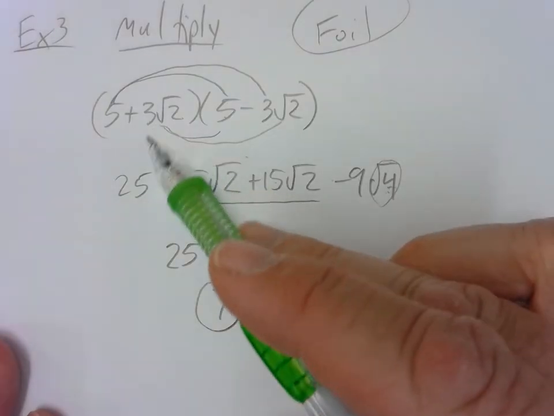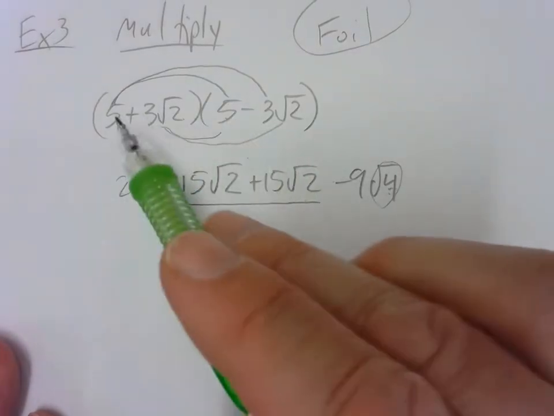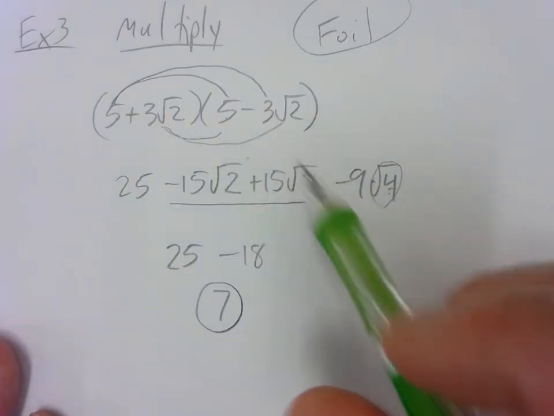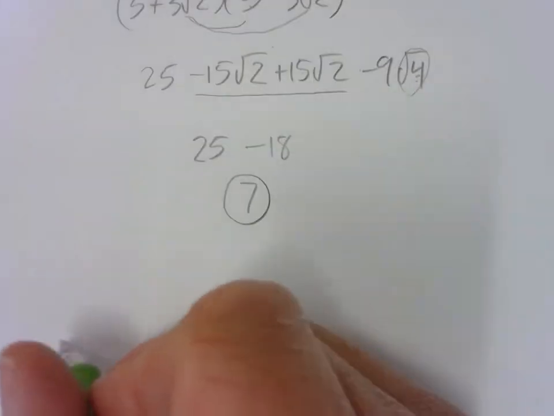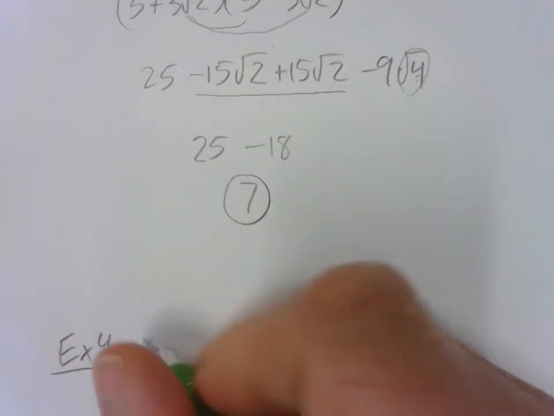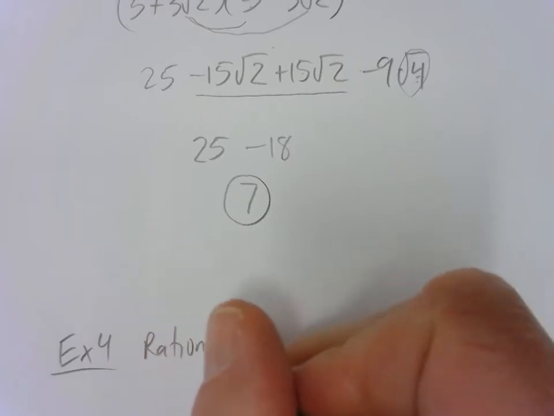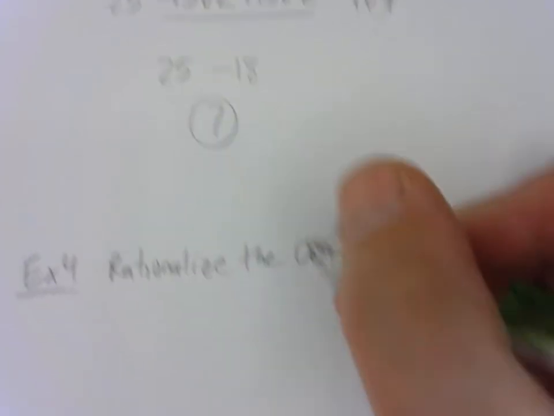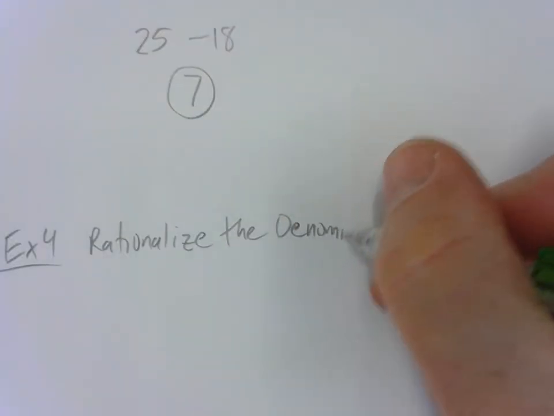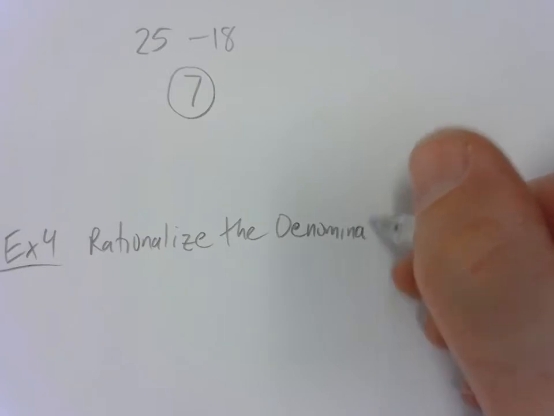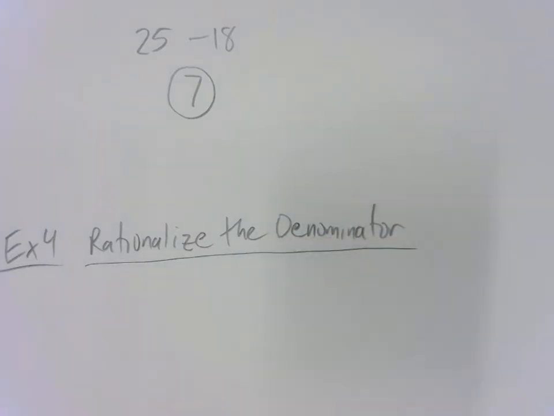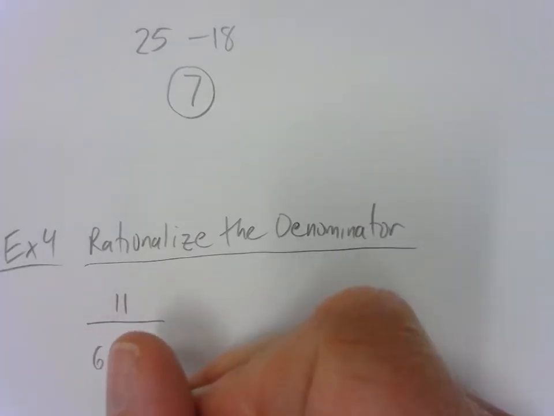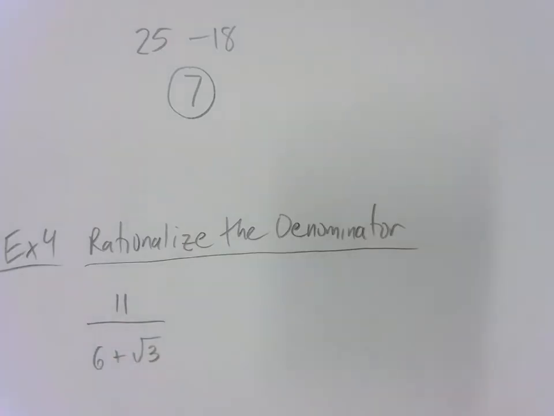Now I'm going to use this technique of multiplying two binomials together with one binomial being positive and one being negative, and everything else is going to be exactly the same between the two, to rationalize the denominator. So example 4 is to rationalize the denominator. So that's going to mean we're going to get rid of the square root on the bottom of the fraction. So there's a square root down here in the denominator, and I'm going to get rid of it.